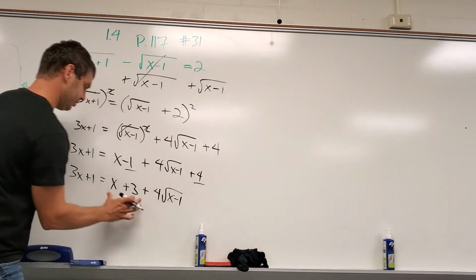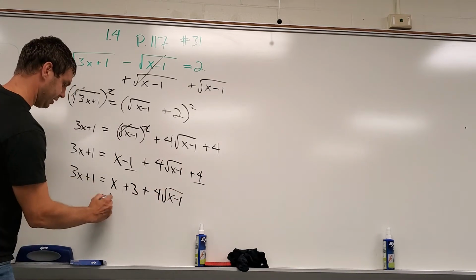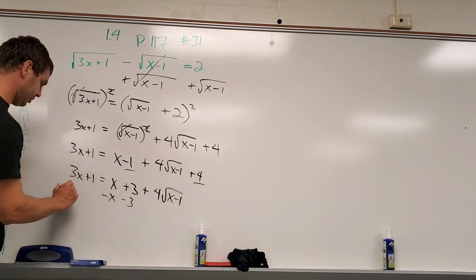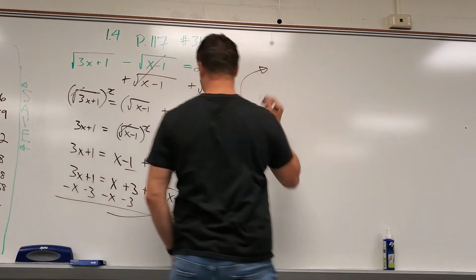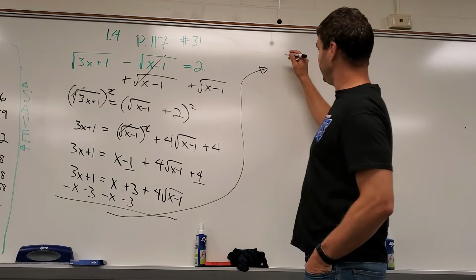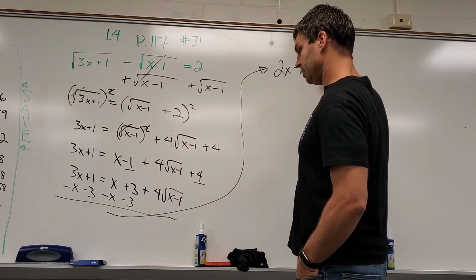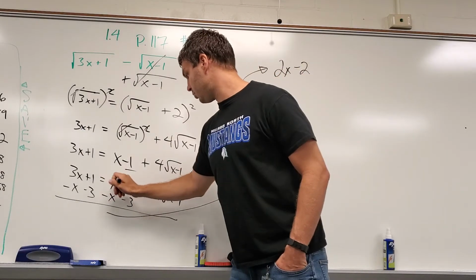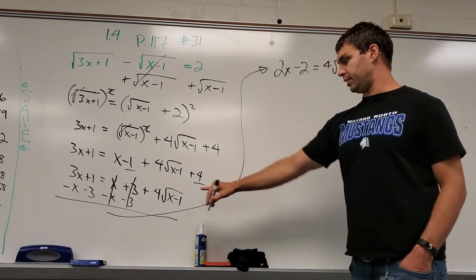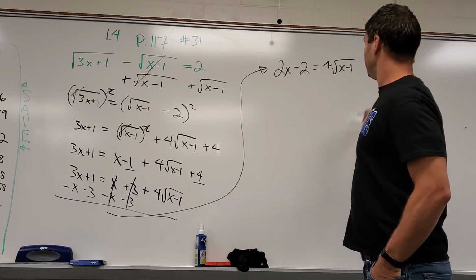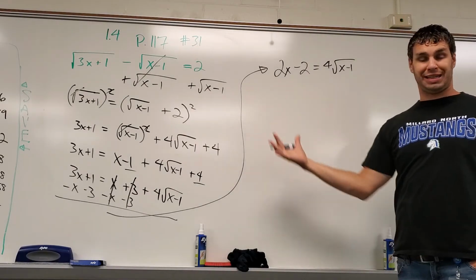Let's move x and 3 to the other side so that this square root will be by itself now. Subtract x, subtract 3, subtract x, subtract 3. That's going to leave me with 3x minus x is 2x, 1 minus 3 is negative 2, and then equals, those both cancel, so 4 times the square root of x minus 1. All right. Now, we have this square root by itself, so we're going to square both sides again.